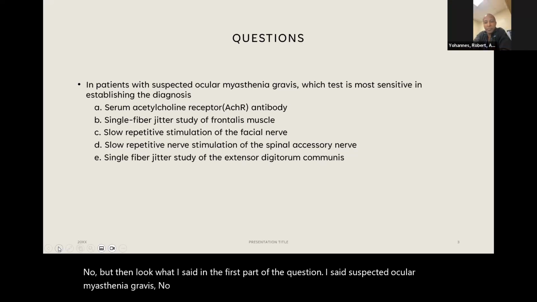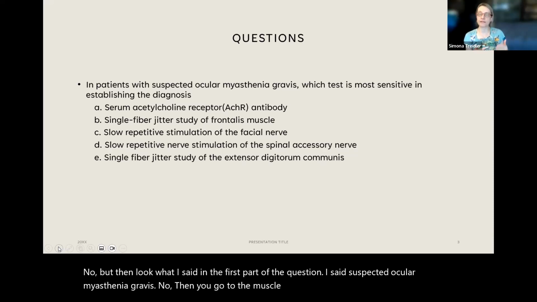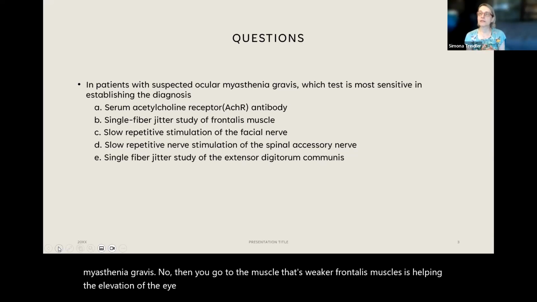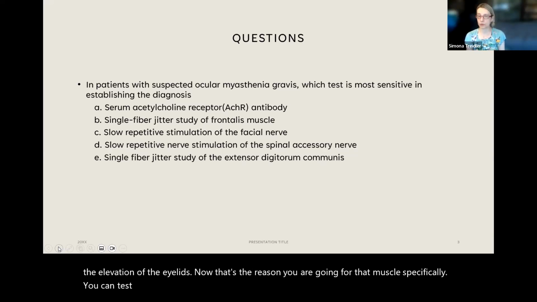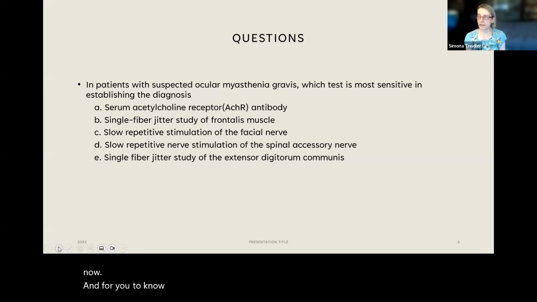Then you go to the muscle that's weaker. Frontalis muscles is helping the elevation of the eyelids, no? That's the reason you are going for that muscle specifically. You can test extensor digitorum communis if you have a more generalized clinical presentation, no? And for you to know, it's a very interesting clinical presentation.